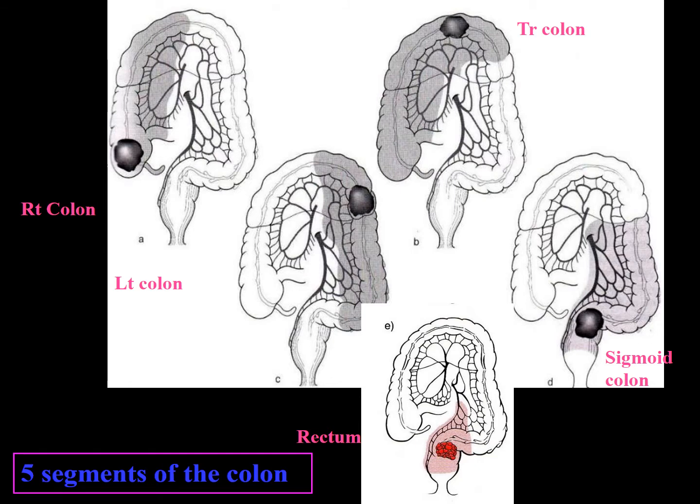We have 5 types of carcinoma of the colon: the right colon, the cecum or the ascending colon, the transverse colon, the descending colon, the sigmoid, and the rectum. So 5 segments of the colon, in order to understand the treatment and the manifestation of each of these groups.